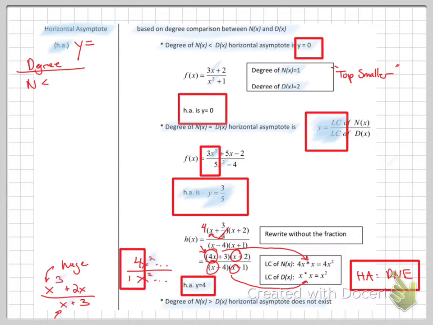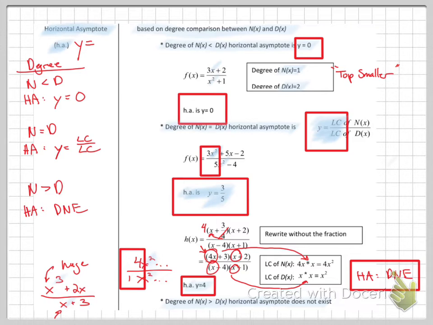So numerator smaller than denominator, horizontal asymptote, y equals 0. Numerator equals denominator, again degree, horizontal asymptote, y equals LC over LC for leading coefficient. Numerator bigger than denominator, degree of the numerator bigger than degree of the denominator, horizontal asymptote does not exist. So this is what I'm talking about, flashcards. Make some flashcards for asymptotes, especially horizontal asymptotes.